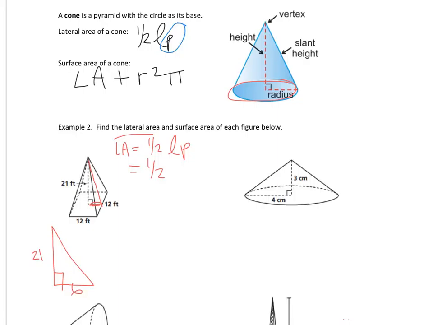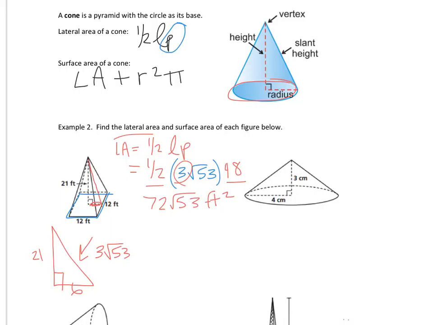So when you do the Pythagorean theorem, you're going to break this down. 21 squared plus 6 squared equals c squared. And this is going to be 3 root 53. So you're going to do 1/2. The slant height is 3 root 53. And the perimeter is 12 plus 12 plus 12 plus 12. So that's 48. When you simplify, 48 divided by 2 is 24. 24 times 3 is 72 root 53 feet squared.